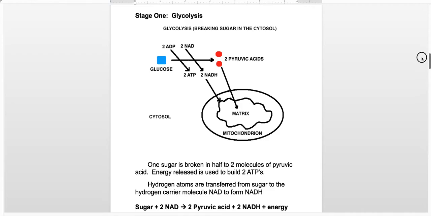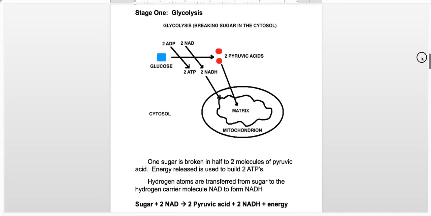And if this looks like a very complex slide, it's because it is. But as I said, we're going to be spending essentially the entire video just going through this slide and this process. So the first stage of aerobic respiration of glucose is going to be glycolysis.